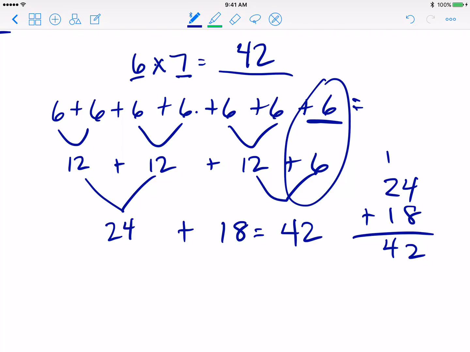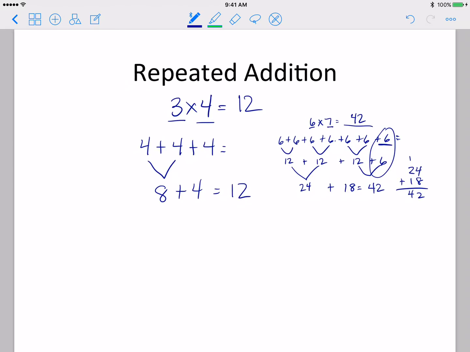Okay, so this is repeated addition. This works well, especially when we get to bigger factors. We just have to be solid on our mental math facts and comfortable with addition. So that's what we want to consider when using repeated addition. But repeated addition is the heart of multiplication, so it's a really great strategy to implement.